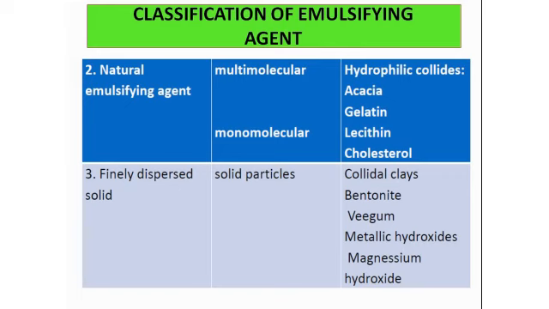Then we have the finely dispersed solids. Solids can also be used as emulsifying agents, where we use solid particles. Example, colloidal clay. This is colloidal clay, it's a simple typing mistake. Bentonite, veegum, metallic hydroxide, magnesium hydroxide. These are the examples of the finely dispersed solids which can be used as an emulsifying agent.